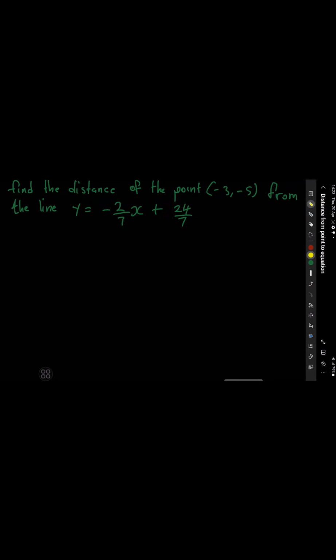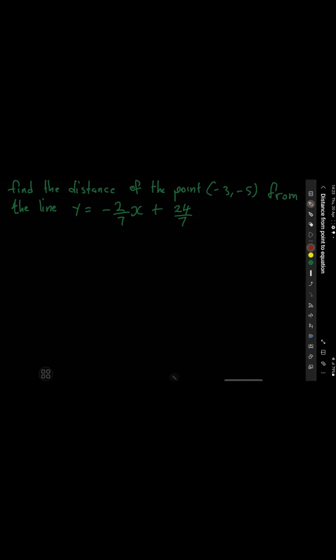Hello class. So we're looking at a question which says find the distance of the point -3, -5 from the line y is equal to -2/7x plus 24/7. From the way this question is being expressed, let's put up a diagram so that we illustrate what we're talking about.